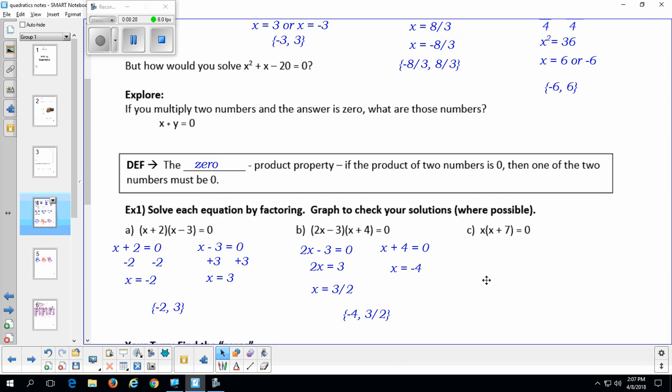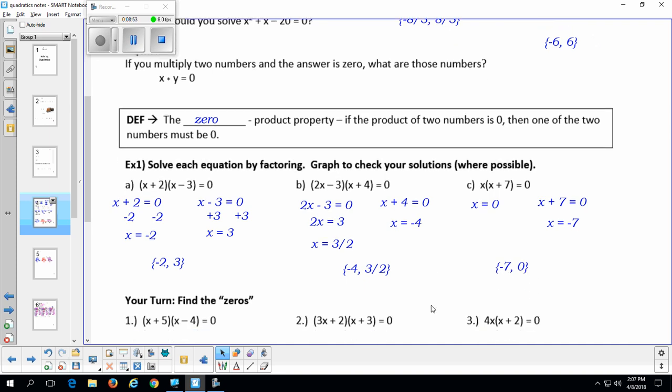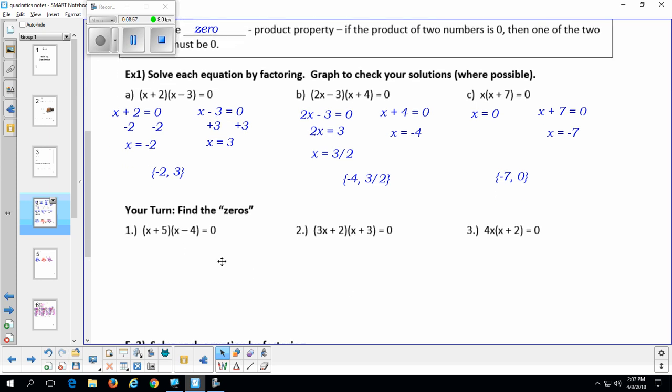All right, the last one. We have x and x plus 7. So my first factor is x equals 0, and that one's actually solved because x is 0. The second one, x plus 7 equals 0, what would x have to be? x would be negative 7, so my two solutions are negative 7 and 0. All right, so your turn. Find the zeros. So split these into two different equations and solve for x.